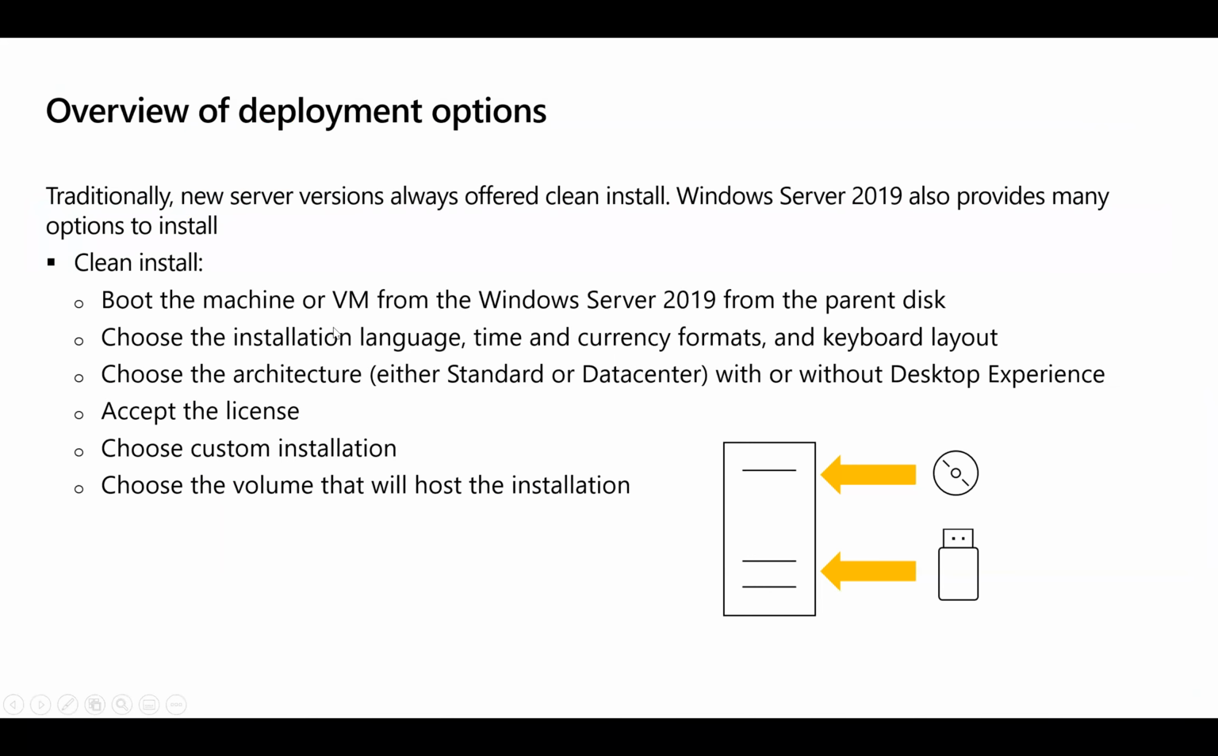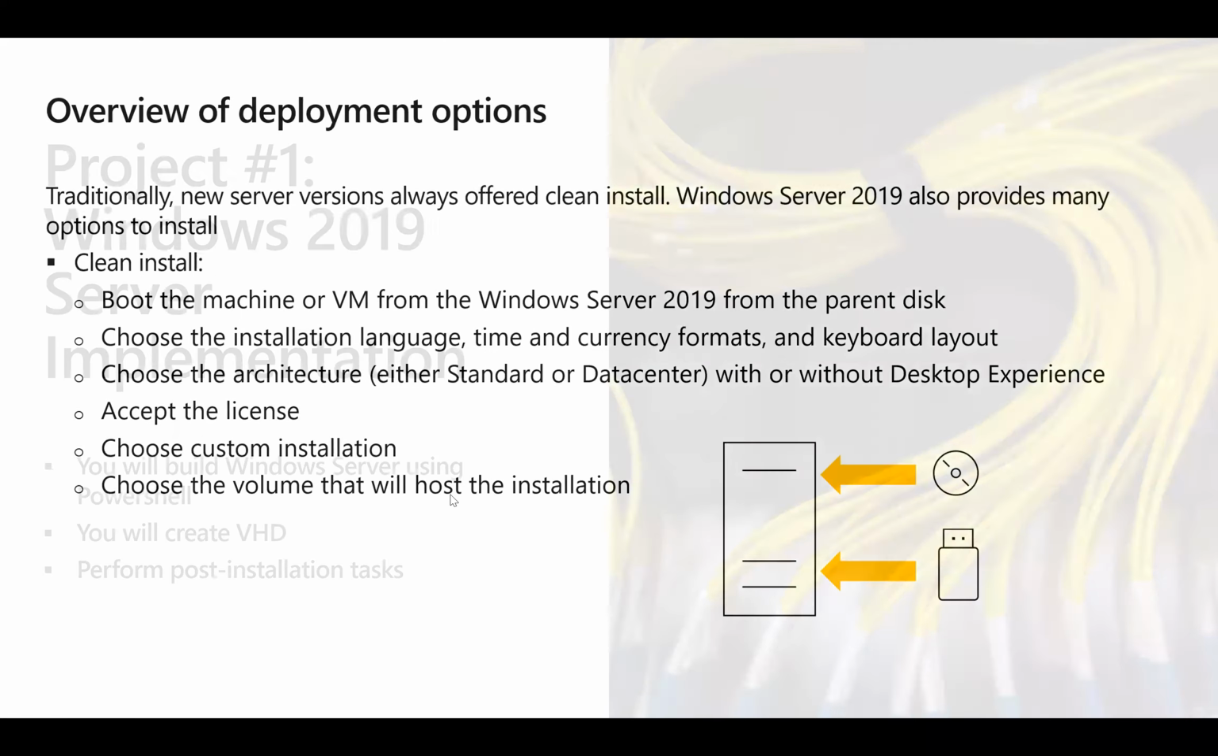Malinaw ba? Malinaw. So we're gonna do an install. After attaching to the parent, we're gonna be doing post-installation kaagad. Napakabilis. Change the time, currency format, and so on. And then choose between the standard and data center. Pipili lang kayo ng flavor, accept the license, custom install, again yung IP address. Yun lang. And then saan nyo install. Tapos na, meron na kayong VM.